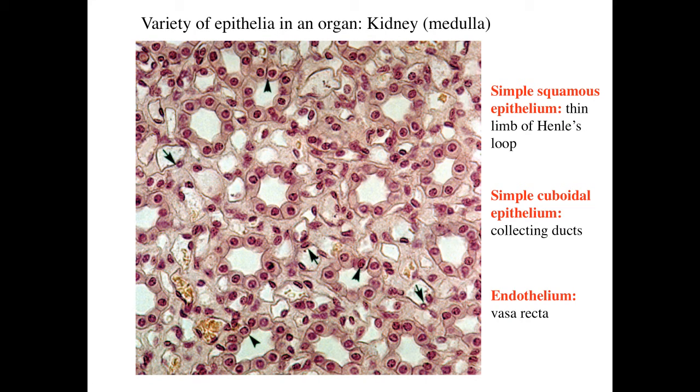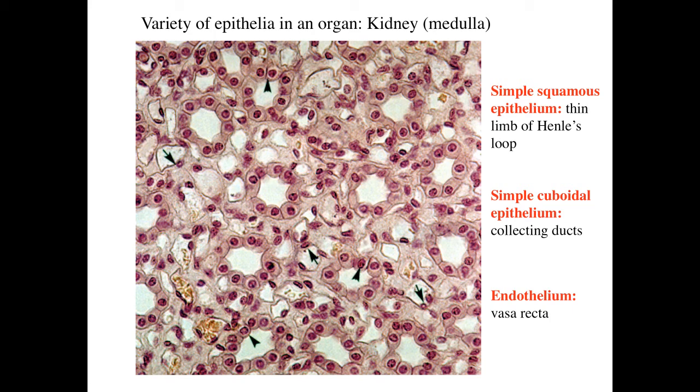There can be a variety of epithelial cells in an individual organ. So this slide shows a section in the medulla of the kidney, and there are several types of epithelium that are evident on this slide. First of all, there's a simple squamous epithelium that lines the thin limbs of Henle's loop, and that's shown by these arrows. Thin limbs of Henle's loop lined by a simple squamous epithelium.